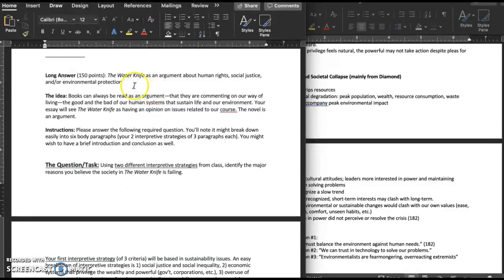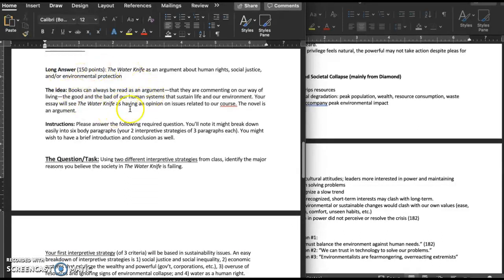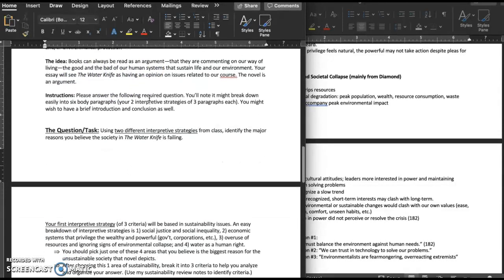Here's what we're thinking. The water knife can always be read as an argument about our current world, about human rights and social justice and environmental protection and keeping a sustainable world, right? And so if we want to look at the novel as an argument about what is going right or wrong in society, we might think of it like this. Books can always be read as an argument. That's what I'm saying, and I'll let you read through that.